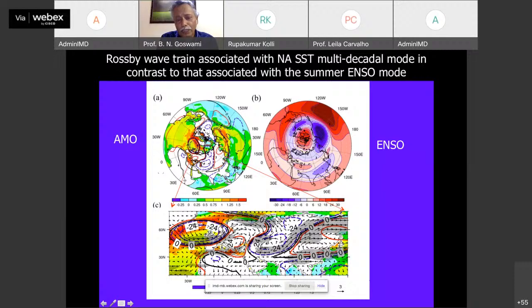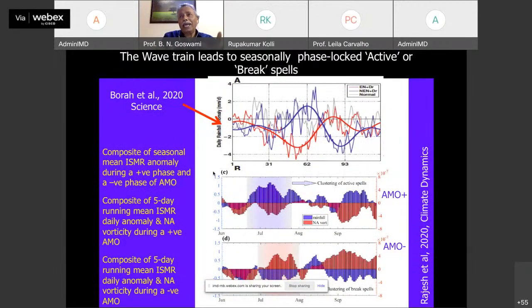This is quite different from the ENSO kind of teleconnection on an interannual time scale, where the wave train propagation direction is meridional. Here it is a zonal wave itself, but there is an extension of that wave towards the subtropics, which influences our region. So this is the difference, and it is pretty well documented now. That is clear, but the question now is, how does that actually affect the monsoon rainfall?